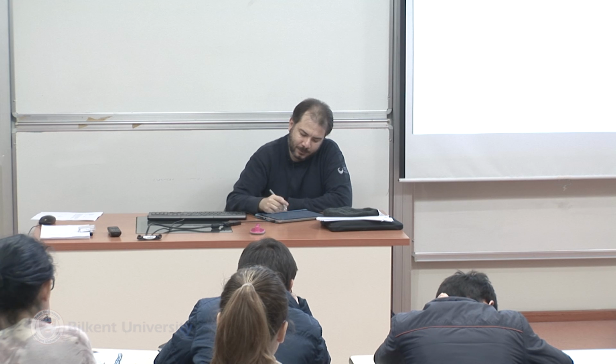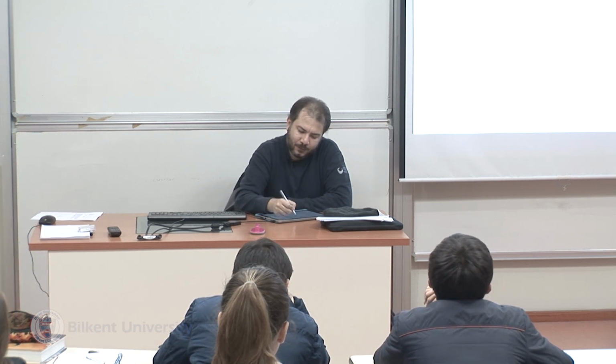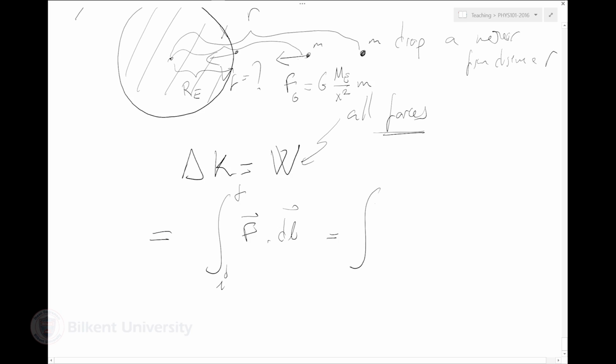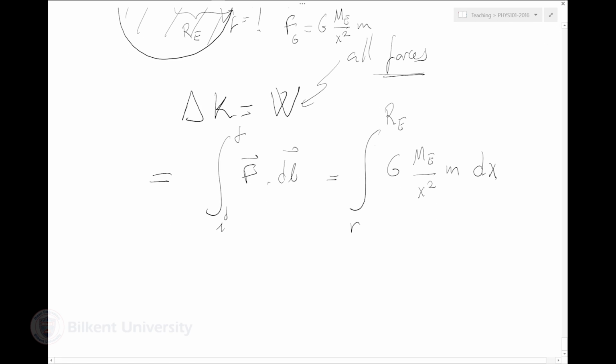What's my initial radius? Initial radius is small r, final radius is big R, or r Earth, right? I need to write the force. I said G M Earth over x squared times m times dx. That would be my F dot dl. Okay.